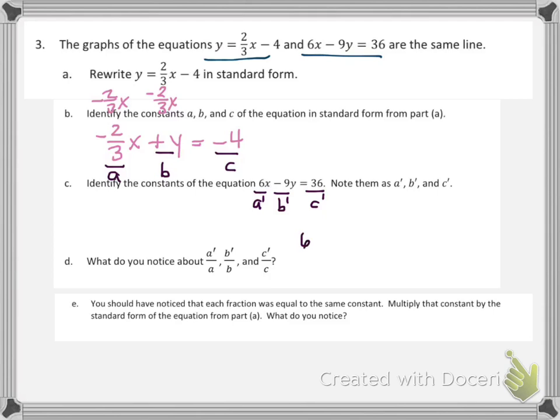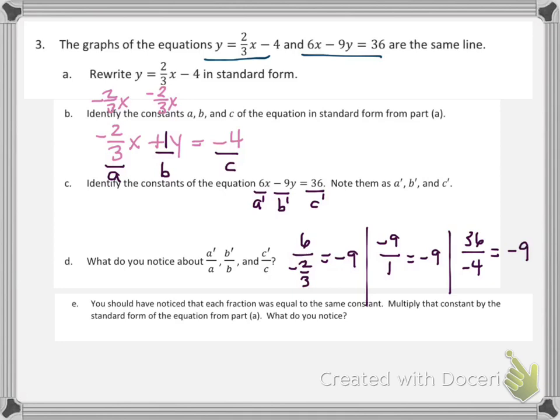A prime is 6 over a, which is a negative 2/3. Well, that's like multiplying by the reciprocal, multiplying by a negative 3/2. So negative 18 divided by 2 is a negative 9. So that first one's a negative 9. Let's see if that holds for the rest. B prime is negative 9 over b, which is 1. So negative 9 divided by 1 is negative 9. And then c prime is 36 over c, which is negative 4, and 36 divided by negative 4 is a negative 9. So negative 9 is my constant, and they have the same constant again. And if I multiply that constant by the standard form of the first equation, I should get the second equation.